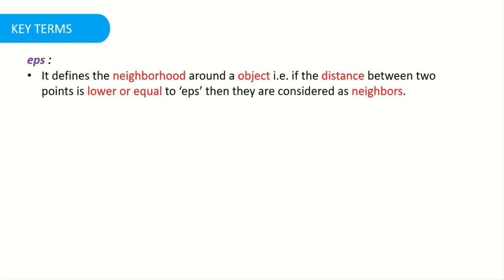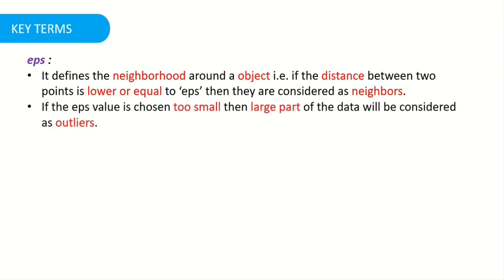So let's quickly recap the key terms of DBSCAN. The very first one is epsilon. It defines the neighborhood around a particular object. That is, if the distance between 2 points is lower than or equal to epsilon, then they are considered as neighbors.